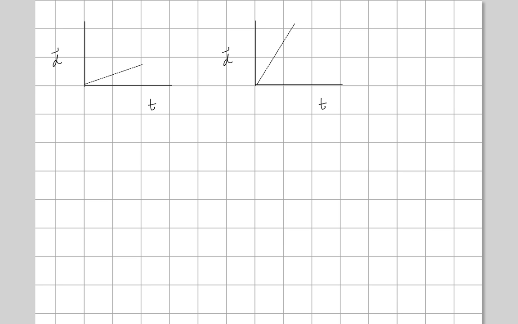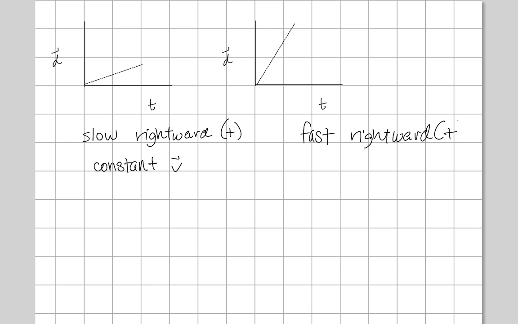It's one-dimensional kinematics. So this is slow rightward because of positive slope. And we can see here constant velocity. The graph over here is going to be fast and rightward. The rightward has to do with the positive slope, and the fast has to do with the steepness. Constant velocity. Carry on, you guys.